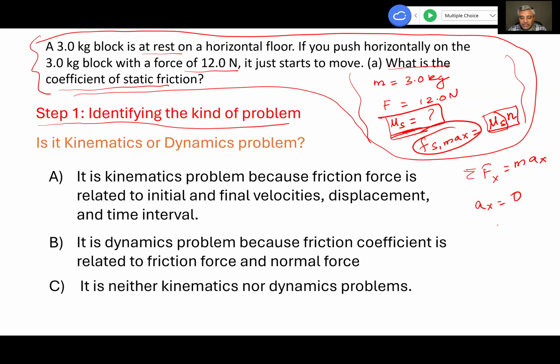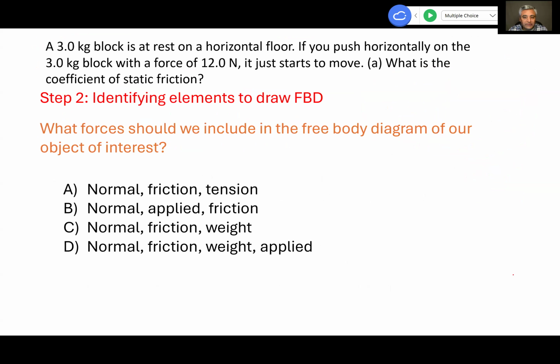So now that's the first step. You identify the problem and which concept to use, right? And once you determine you have to use dynamics, or Newton's laws of motion, to solve this problem, the next step is to draw a free body diagram. Remember, the sum of forces means we need to draw the forces, and that way we can tell which forces to add in the equation. So for that, we need to identify what forces are acting on our object of interest. So first we need to identify the object of interest.